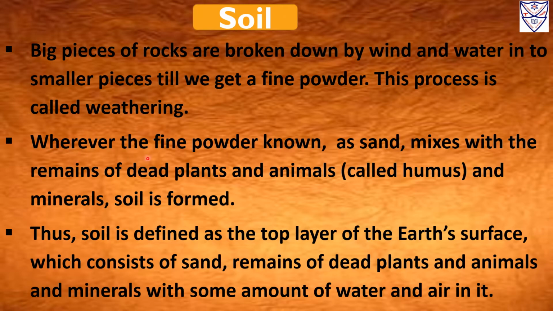Wherever the fine powder known as sand mixes with the remains of dead plants and animals called humus and minerals, soil is formed. Thus, soil is defined as the top layer of the earth's surface, which consists of sand, remains of dead plants and animals and minerals with some amount of water and air.